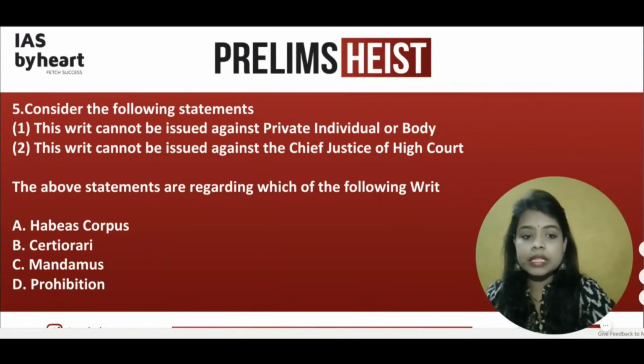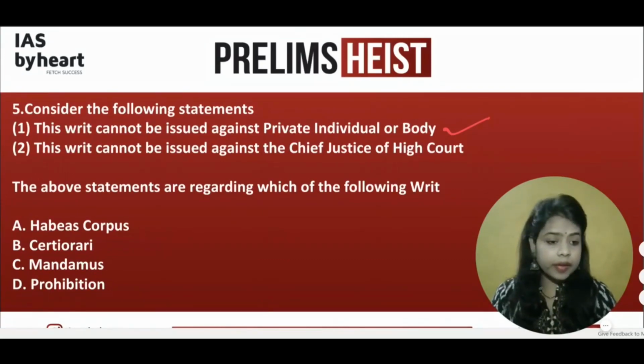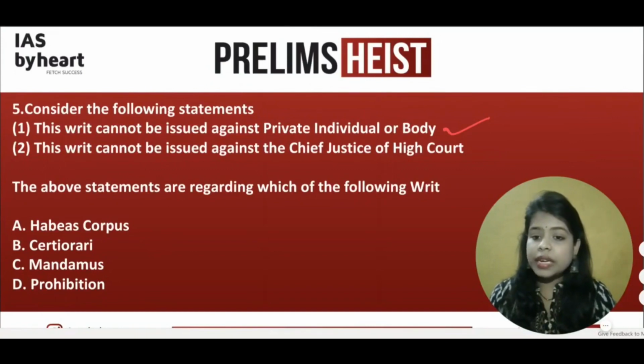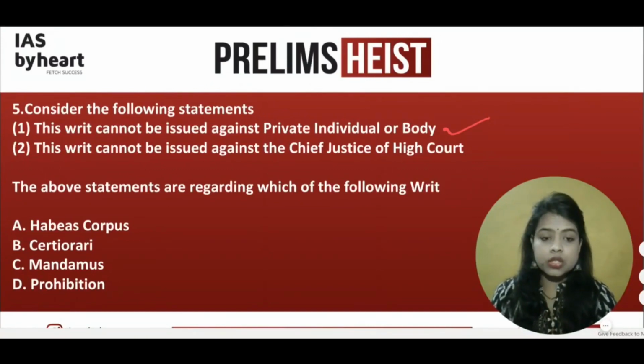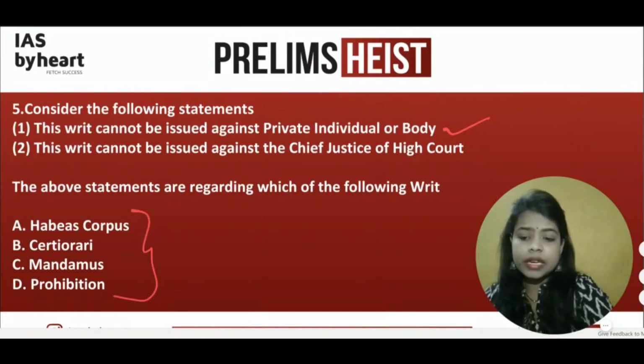The first statement is about the writs. The writ cannot be issued against a private individual or body. They are telling you the information. This writ cannot be issued against the Chief Justice of High Court. Depending upon the options, you are going to come to a conclusion.